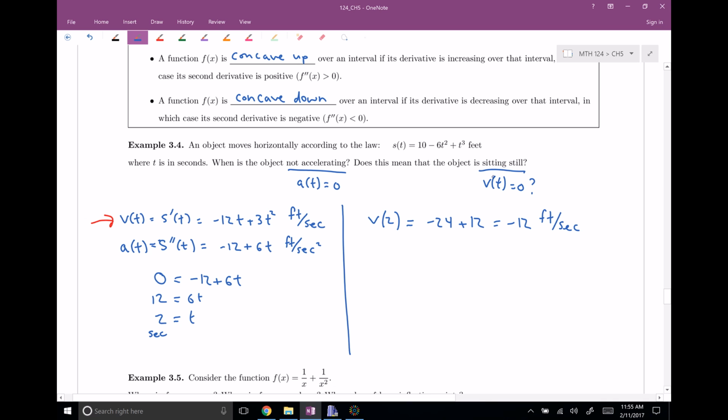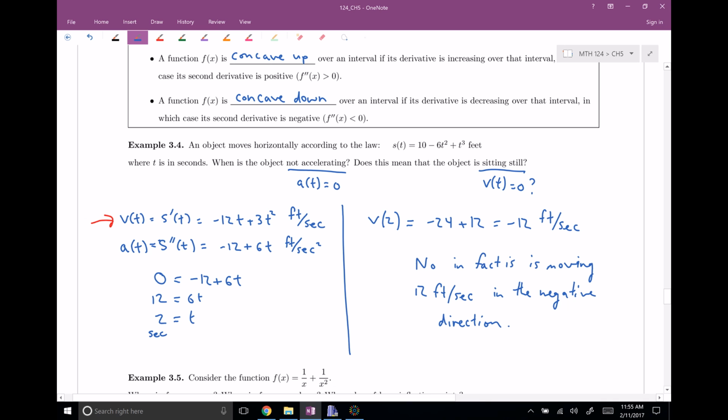So it's definitely not sitting still, right? Does that mean the object is sitting still? No. In fact, it is moving 12 feet per second in the negative direction.